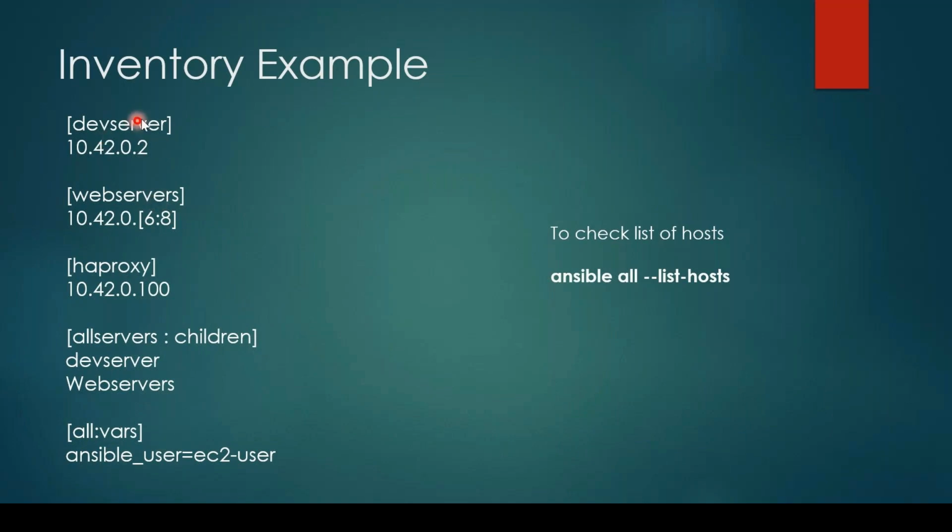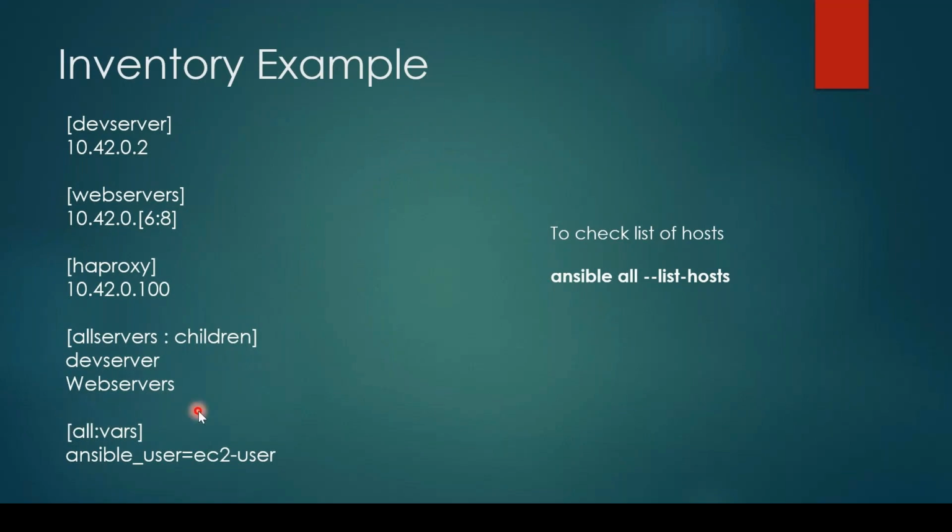I just explained the individual group. If you want to combine the groups, you can combine them like this. All servers is the group name, followed by the keyword children. You are supposed to use children; you don't change this one. Variable name colon children, this is the parent group. Under this you can provide your child groups like this. Is it clear?